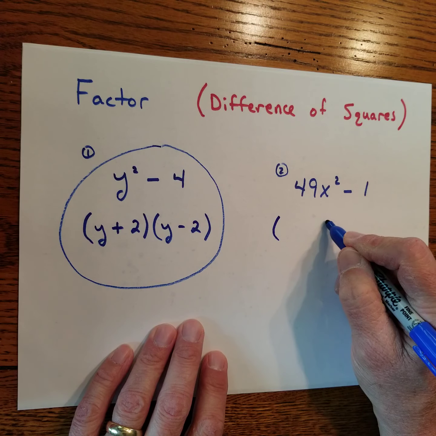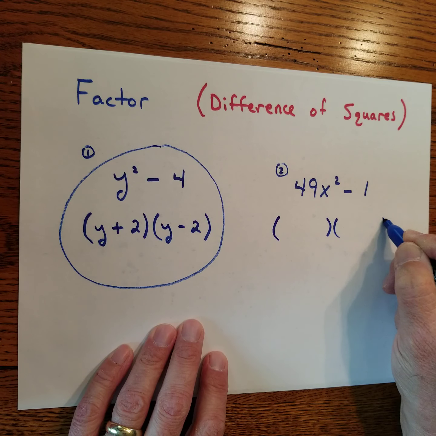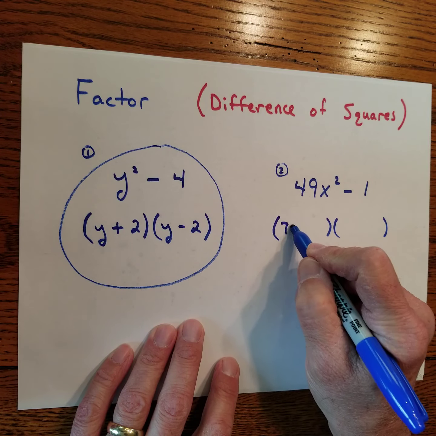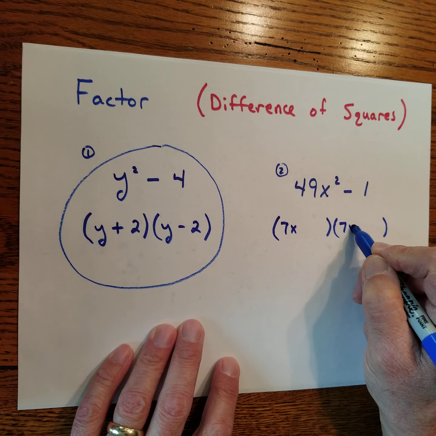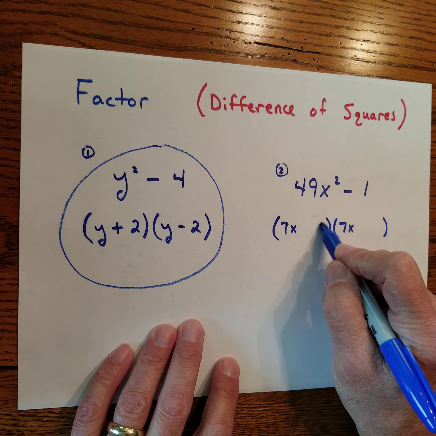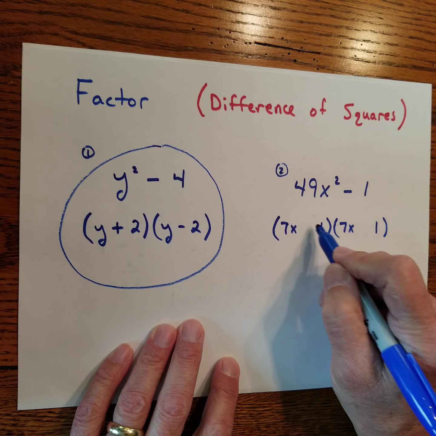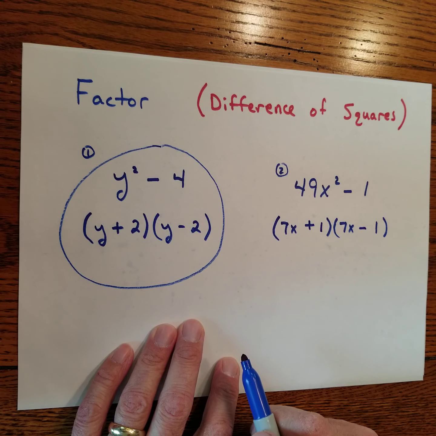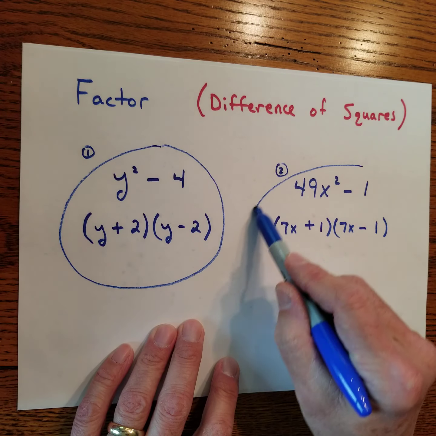Let's use the same technique on number 2. The square root of 49, that's 7. So this will be 7x and 7x. The square root of 1 is 1. 1 times 1. Make 1 plus, make 1 minus. Doesn't matter which one's plus and which one's minus. That looks great.